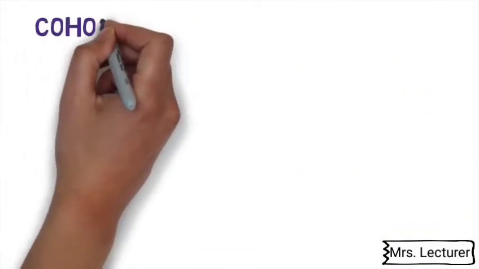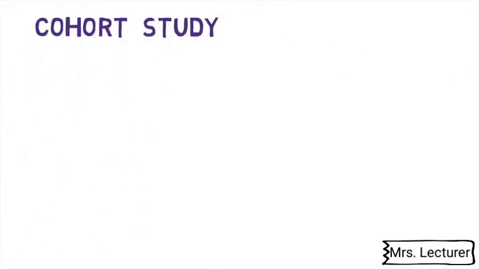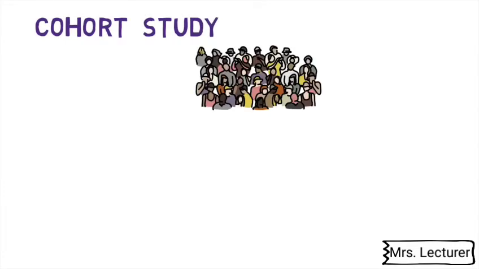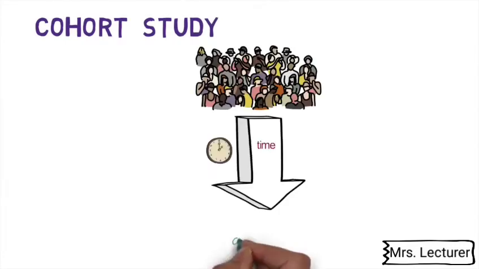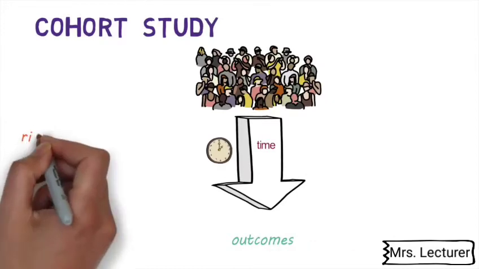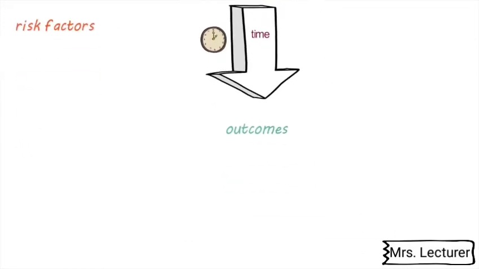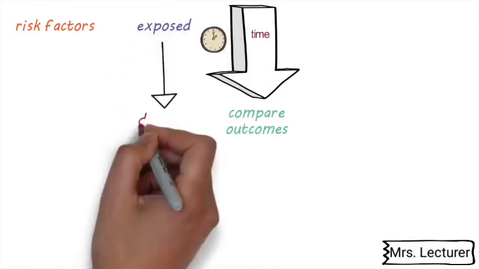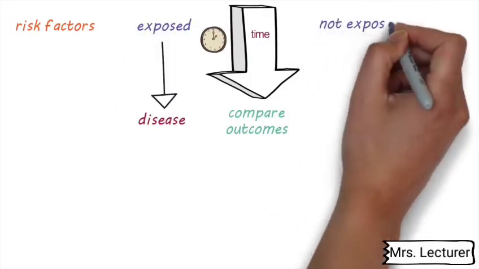Let's have a look at cohort studies now. In a cohort study, a group of people is followed over a period of time to see what happens to them, and information about risk factors is collected. We can then compare the occurrence of an outcome, like disease, in those who were exposed to a particular risk factor to those who were not exposed to that risk factor.